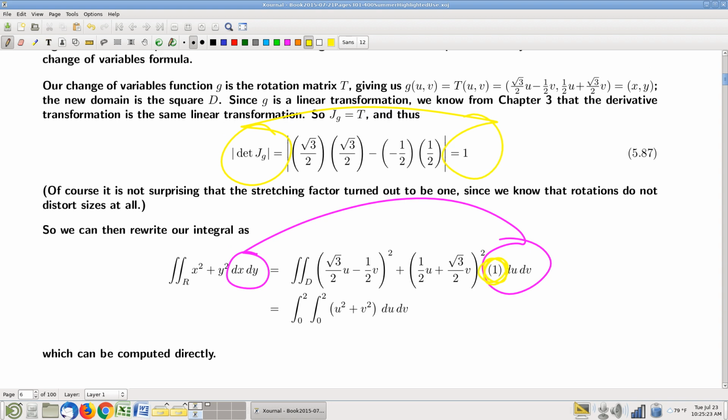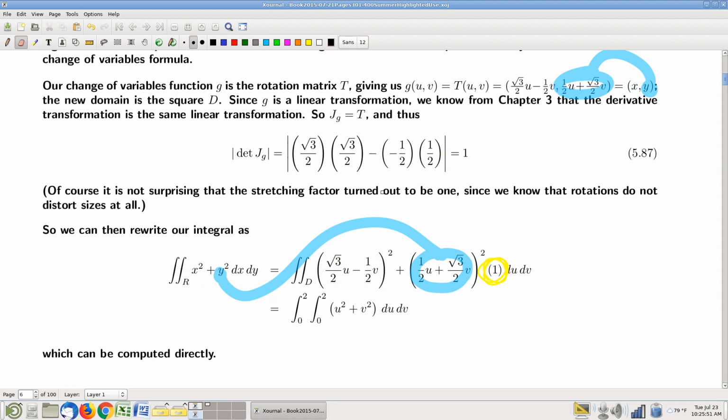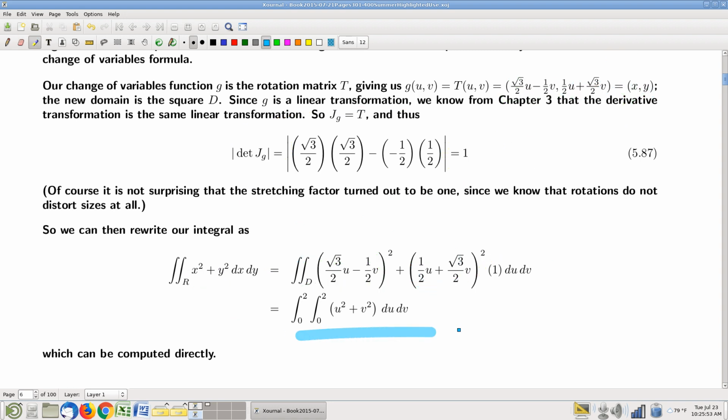X and Y are functions of u and v in the usual way. X is the first part of the change of variables function, and so that goes there. Don't forget to square it. Y is the second part of the change of variables function, so Y goes there. Don't forget to square it. All algebraic downhill algebra from here, and you end up with that integral, which on a rectangle is easy to compute.